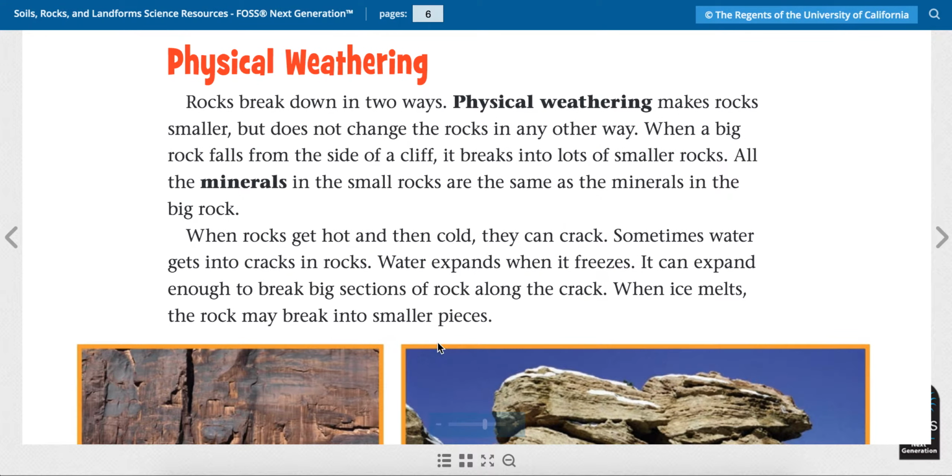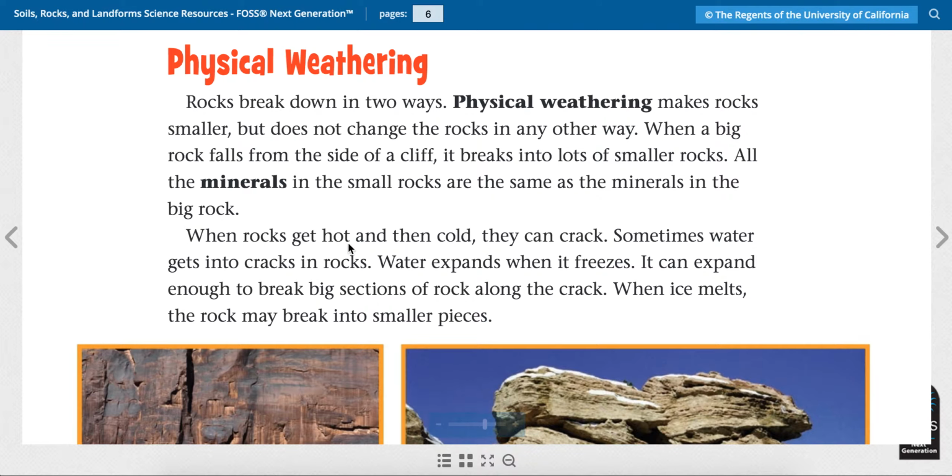I know that there are two types of weathering. Let's learn about the first type. It's called physical weathering. Rocks break down in two ways. Physical weathering makes rocks smaller, but does not change the rocks in any other way. When a big rock falls from the side of a cliff, it breaks into lots of smaller rocks. All the minerals in the small rocks are the same as the minerals in the big rock.